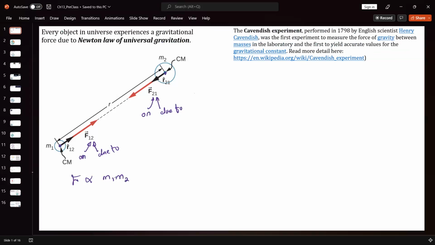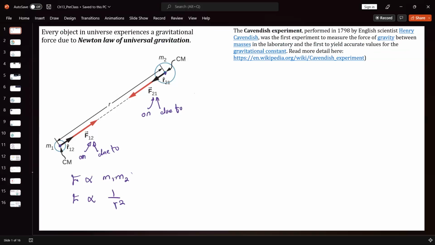And that force, Newton explained, is directly proportional to the masses of the objects. Larger masses, the force is much larger. Smaller masses, the force is smaller. That's why for extremely small masses like an electron, the gravitational force is almost negligible because the mass is too low. On the other hand, this force is inversely proportional to the radius to the power 2. That's why we generally call it the inverse square law, which means when the separation is much larger, the force is negligible, and when the separation is considerably lower, the force is considerably large.